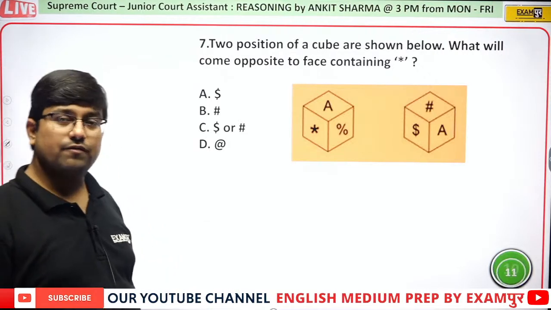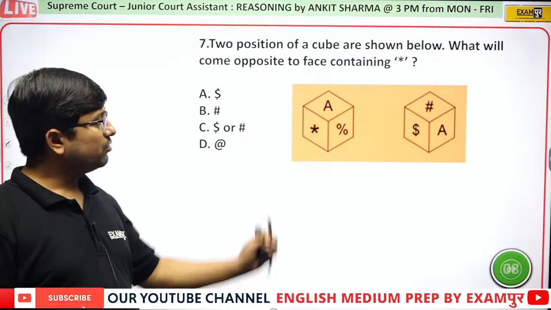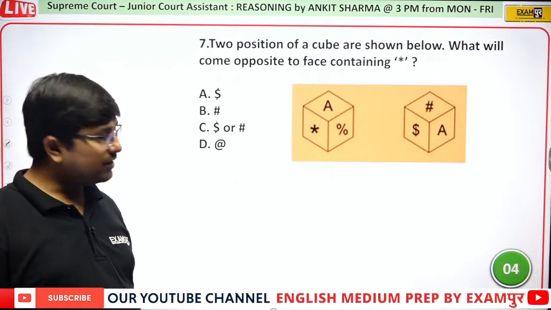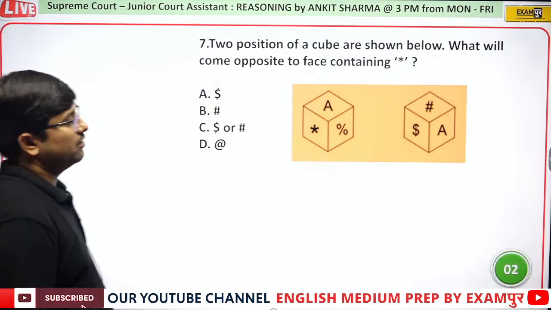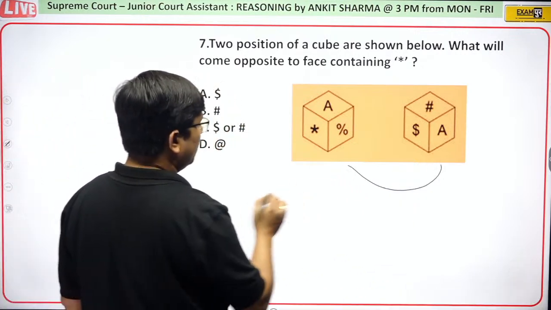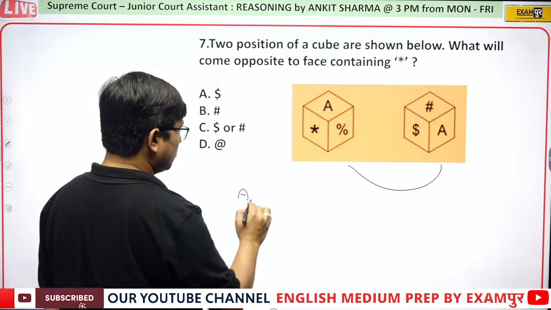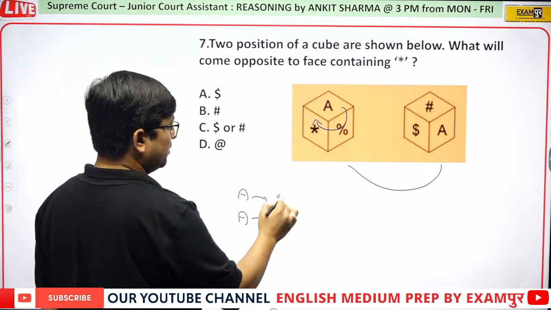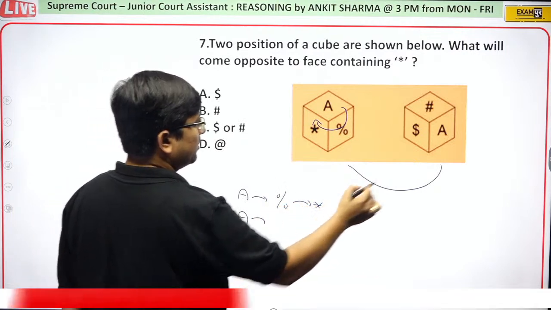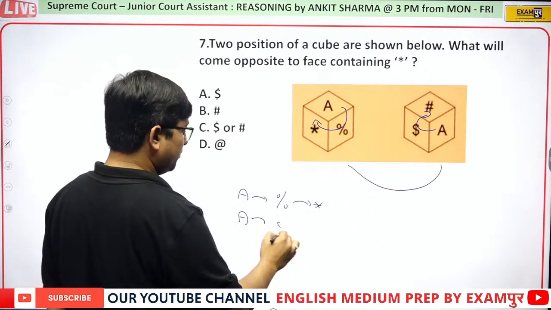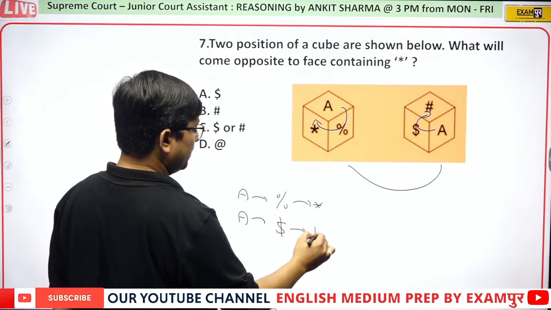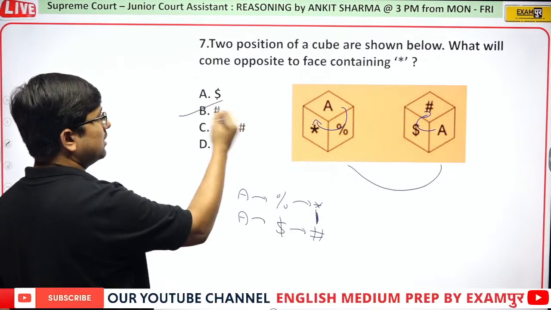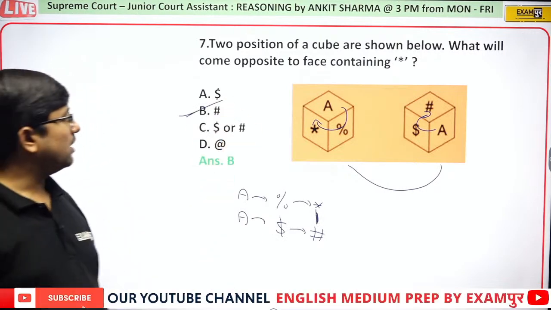Two positions of a cube are shown below. What will come opposite to the face containing the star? Now see, what is common in the two of them? Only A is common. Now, clockwise from A to percentage and then to star; A to dollar and then to hash. Now just see, opposite to star is hash. Answer is option number B.